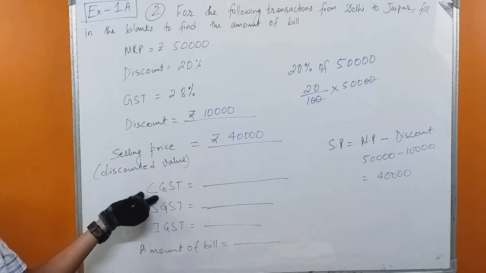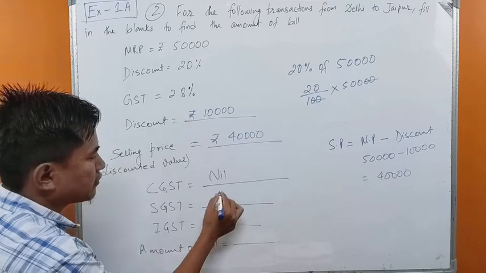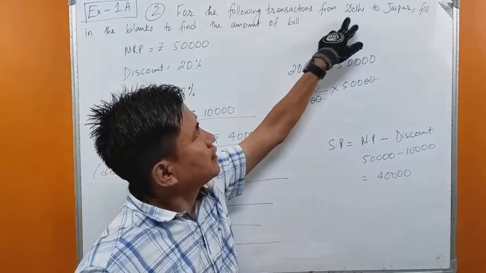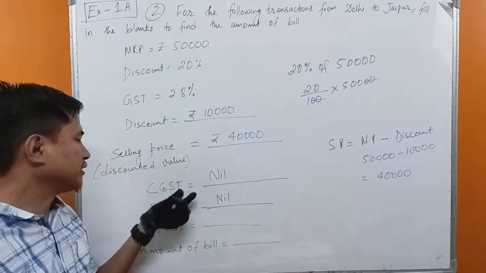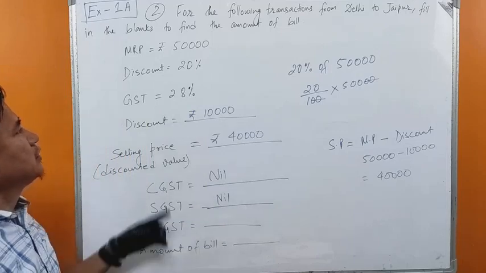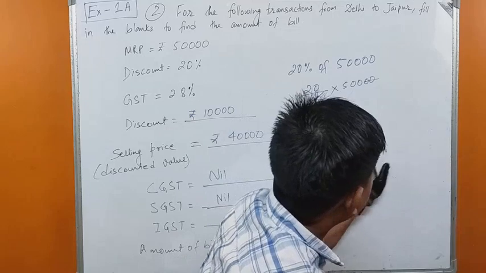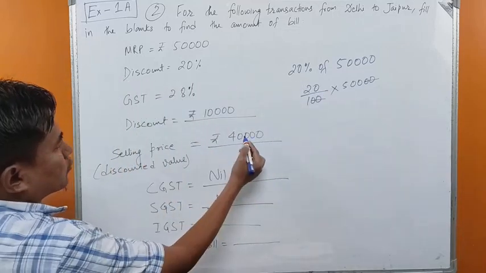Now CGST will become nil or 0. SGST will become nil because the transaction is carried from Delhi to Jaipur, an interstate transaction, isn't it? So CGST and SGST both will become nil. So IGST, GST is 28%, isn't it? We know that tax is calculated on the selling price always. So the selling price is 40,000.